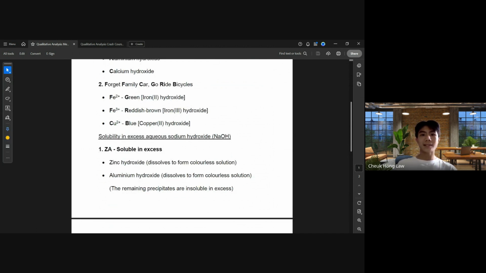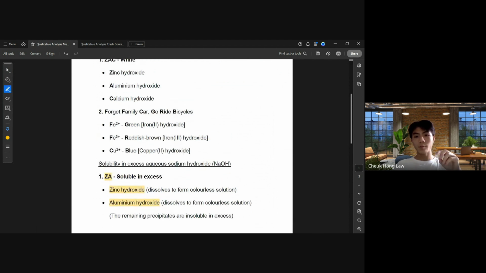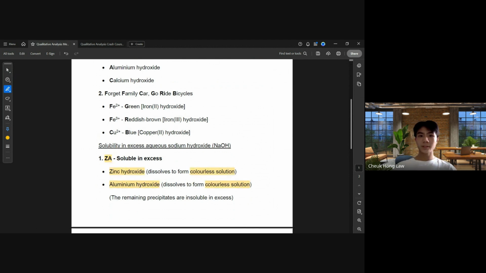When you add excess sodium hydroxide, there are only two precipitates that are soluble in excess, which is ZA: zinc hydroxide and aluminium hydroxide. If you remember, both of them are white precipitates. When they dissolve, what solution do they form? A colorless solution. So when you add excess sodium hydroxide, NaOH, zinc hydroxide will dissolve to form a colorless solution, and aluminium hydroxide will also dissolve to form a colorless solution.